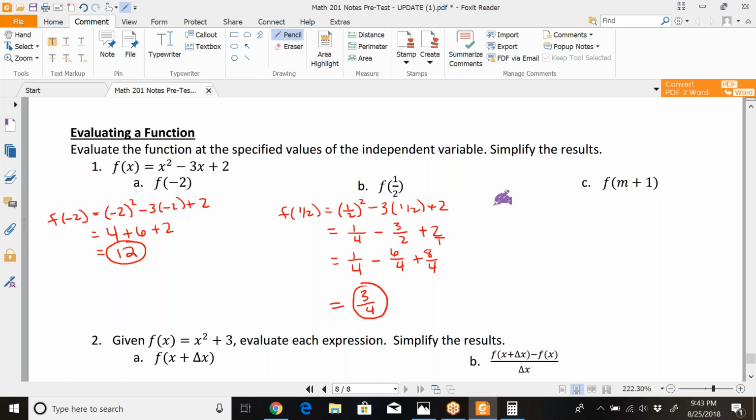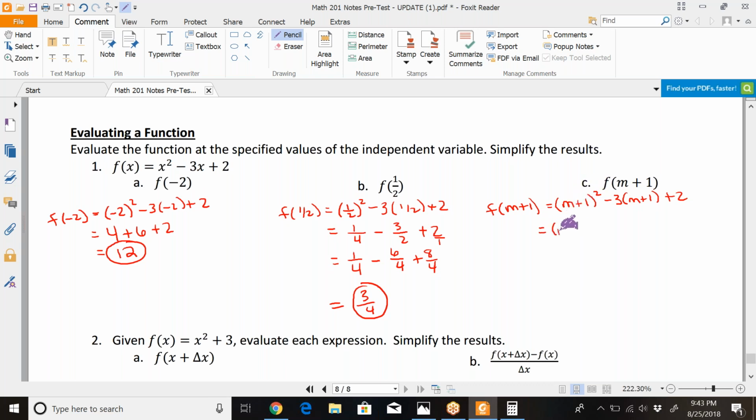Now the very last one here is a little different because we're not plugging in a number, we're plugging in a binomial. And that does create some problems for us, especially with working out the algebra here. The biggest thing students do wrong is they just square the m and the 1 and say it's m squared plus 1. That is not correct. That rule of squaring everything inside only works if it's multiplication or division.